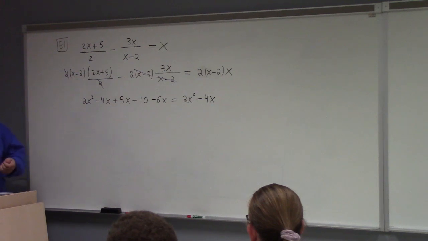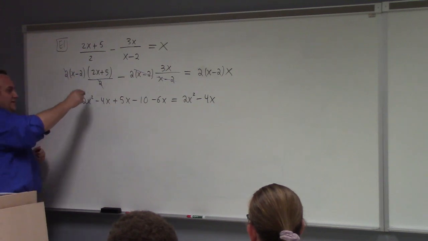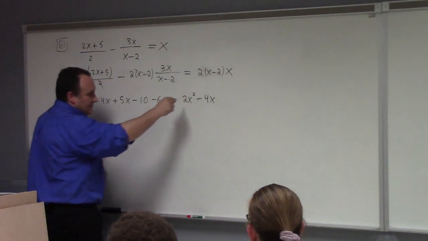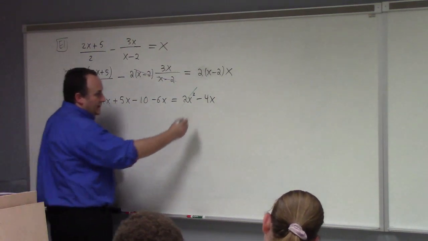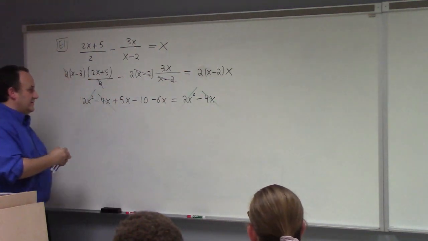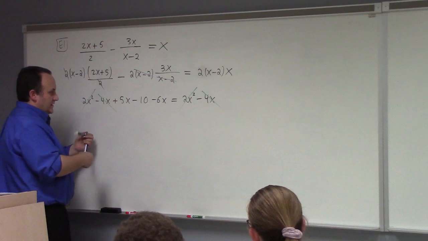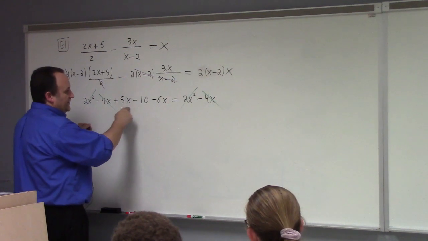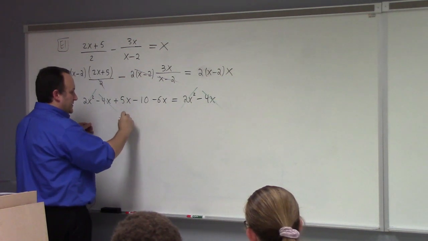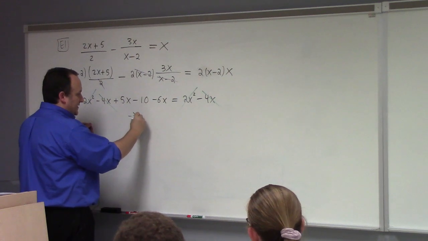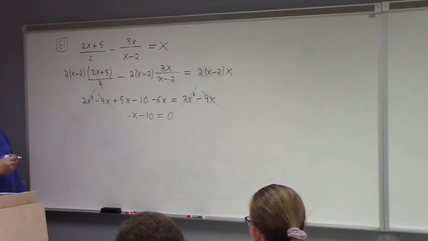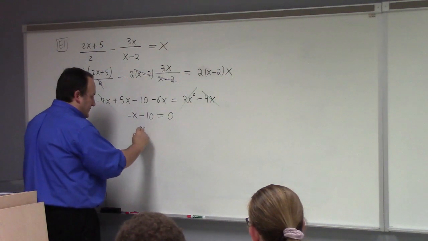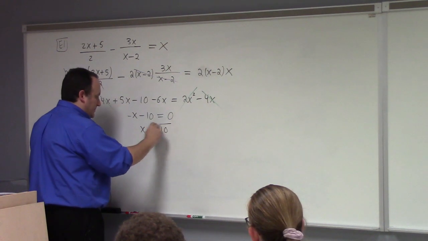Combine like terms? I think that's a good idea. I would subtract 2x squared from both sides because it's nice to not have that there, right? Oh, look at that. It's gone as well. So what are we left with? 5x minus 6x is minus x, minus 10 equals 0. Also known as x equals minus 10.